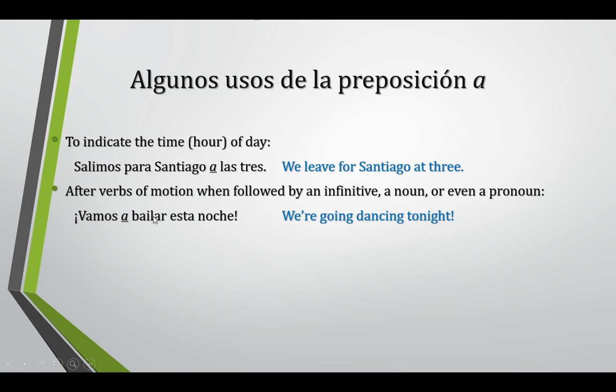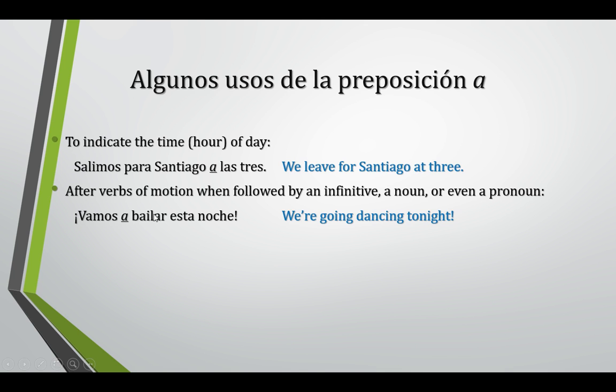The verb bailar means to dance. So it looks redundant to put a there, because if bailar already means to dance, why don't you just say vamos bailar? We're going to dance. Because the verb ir always takes the preposition a with it. Why? Because it is a verb of motion. And verbs of motion in Spanish always are followed by the preposition a, even when they're followed by a verb that contains the word to.